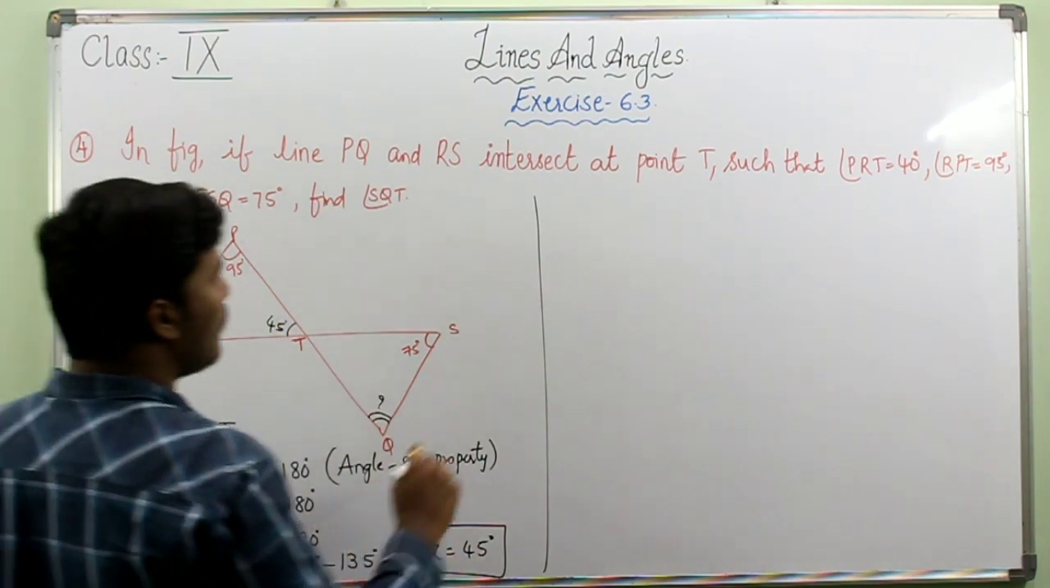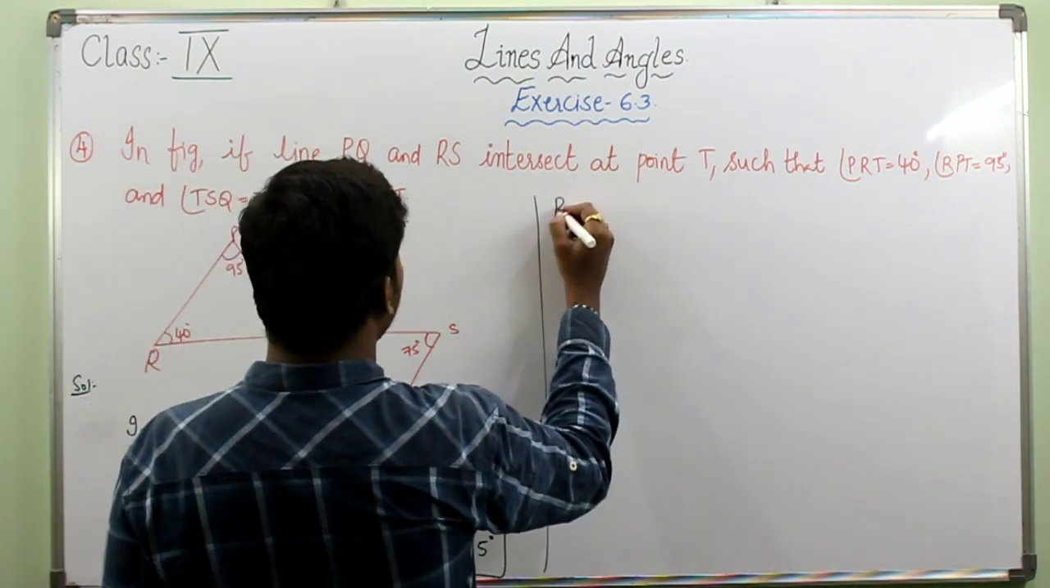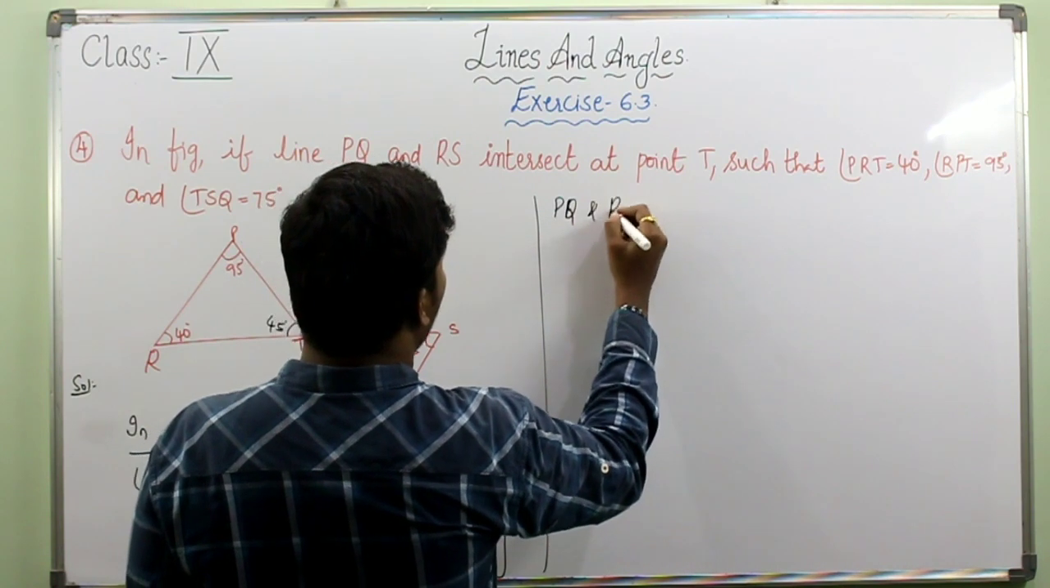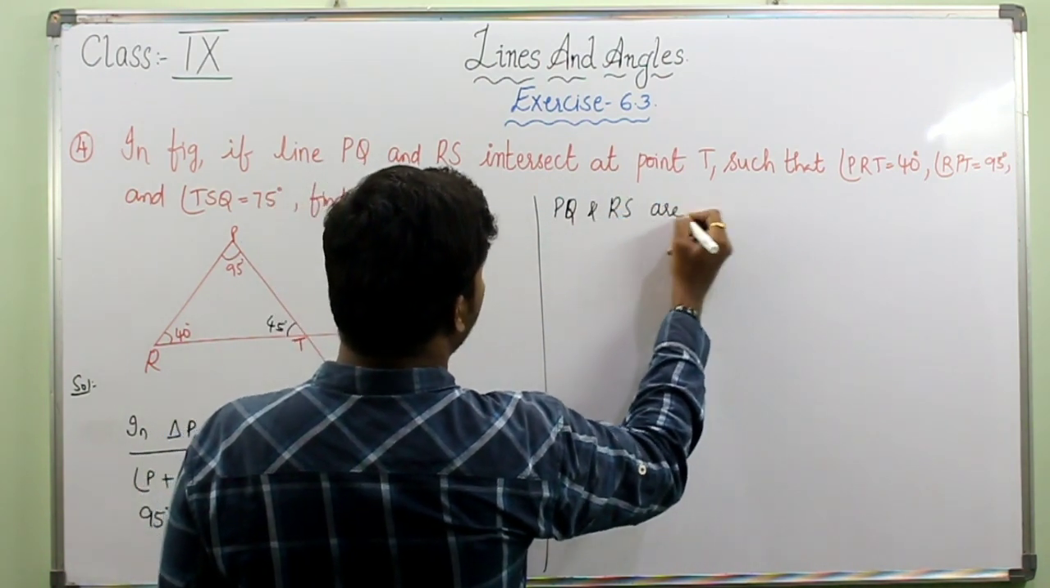Okay, so now what is given in the question? We have PQ and RS intersecting.